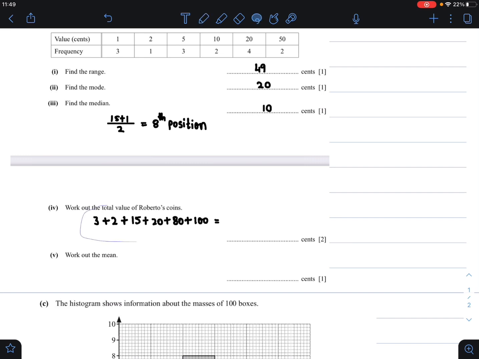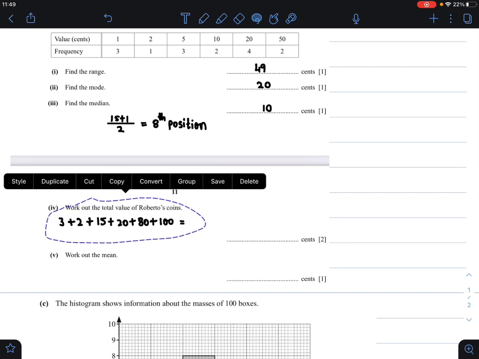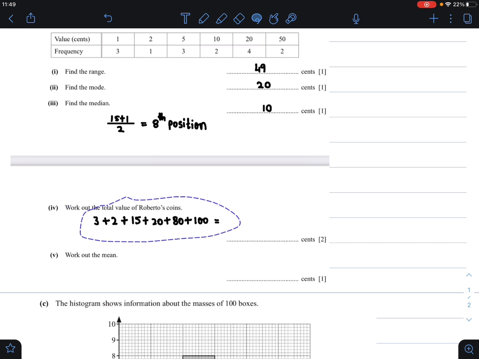I'll just move this to the left a bit. Yeah. One second. Yeah, I'll just move this a bit to the left.